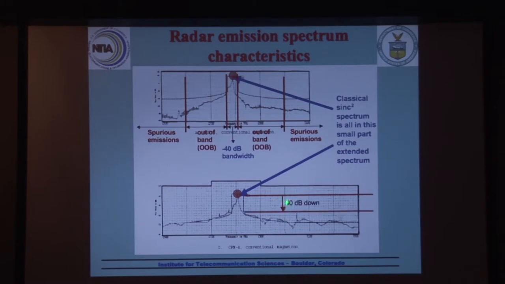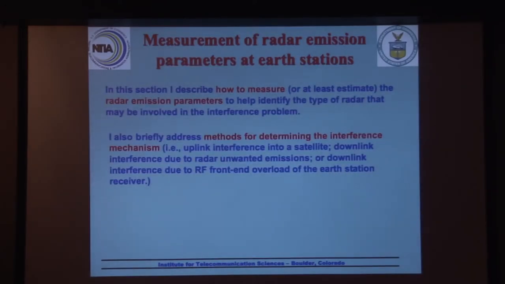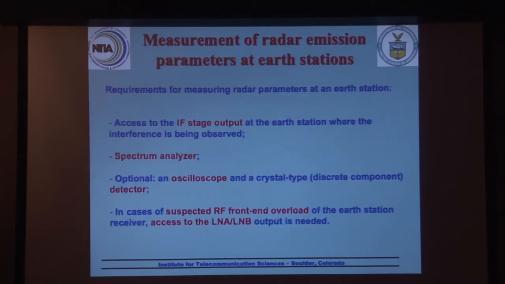And typical RSEC limits are 40 dB down, followed by a gradual drop down to 60 dB. But again, just because you meet the RSEC doesn't mean that you can't cause interference. Okay, so how do we measure the radar's characteristics? Well, that's what we're going to talk about next.